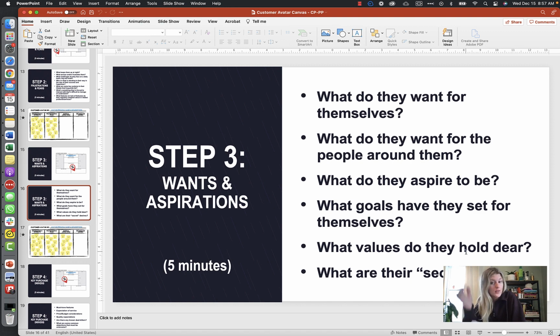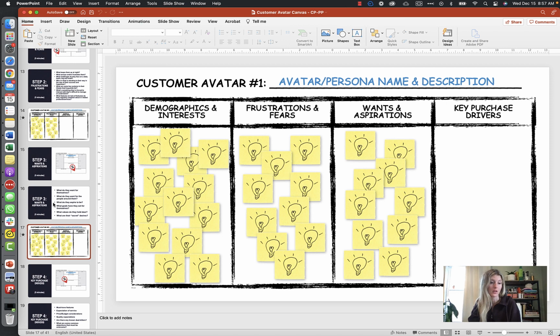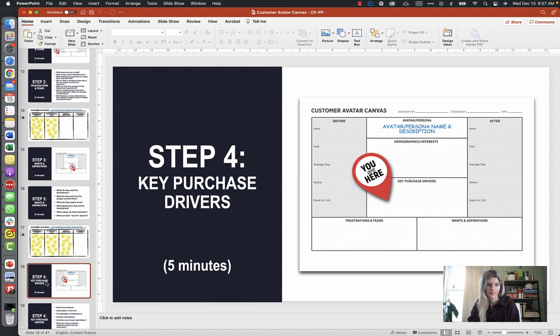What values do they hold dear? And we'll get into the core values later on. This is really important. And then what are their secret desires? Again, chances are you might not know a lot of these things right off the bat, but make a couple phone calls, send out some email surveys, or have some parents come in for an hour and host a roundtable, and then all of you can discuss these things and just have a talk. So that's step 3. If you're doing this on a whiteboard, have everyone pass in their sticky notes and put them under the wants and aspirations section.